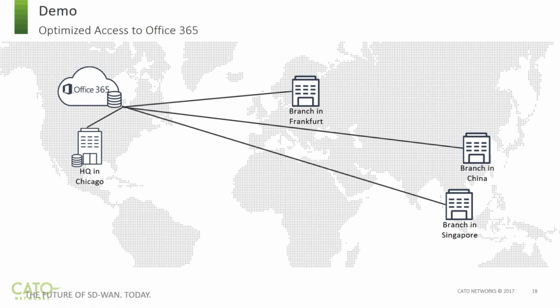With Cato, as we'll see, those local connections in Frankfurt, China, and Singapore connect to the nearest Cato POP. They're right across the Cato backbone and get dropped off at Office 365. We'll look at file transfers first across the public internet, pulling down files from SharePoint, and then we will connect the locations to the Cato Cloud and evaluate the impact on throughput that the Cato Cloud has.